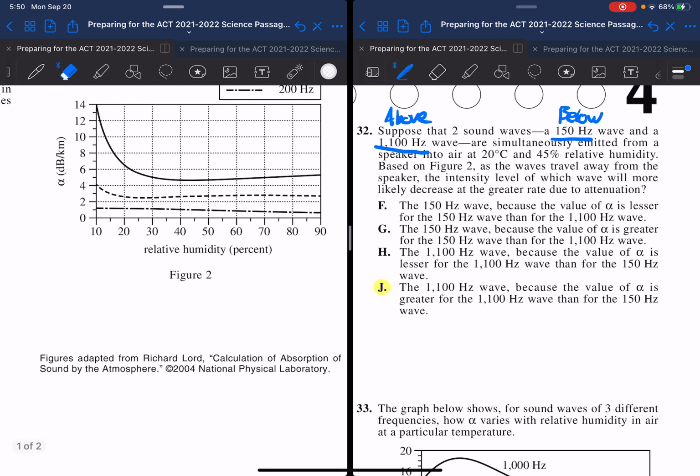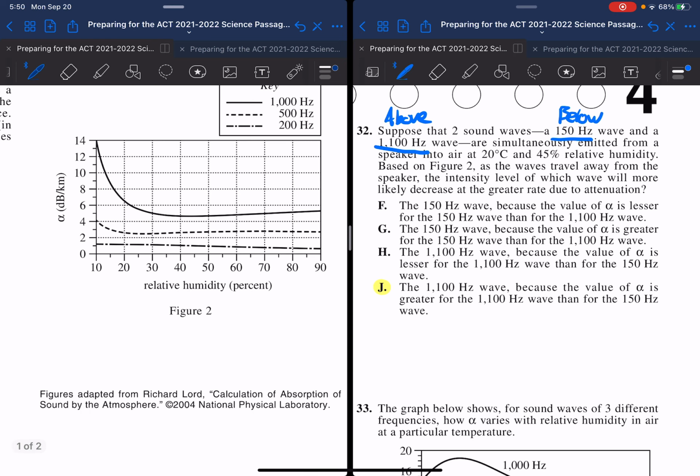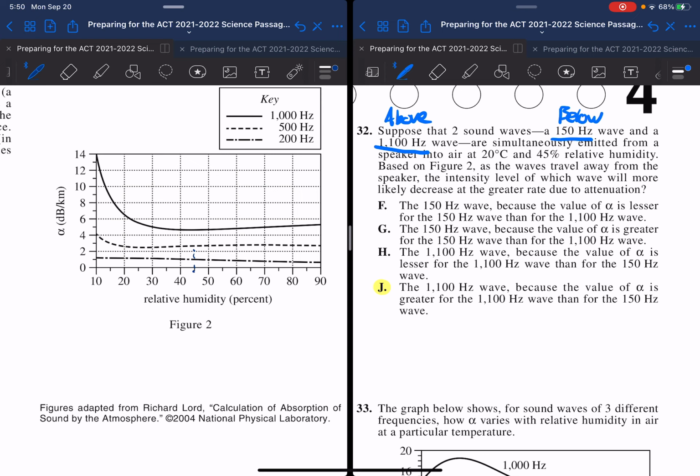So let's go over here. So we've got what we want. We've got 20 degrees Celsius, and we want 45% relative humidity. Well, that is right here. So it says, based on figure 2, as the waves travel away, the intensity level of which wave will more likely decrease at the greater rate.